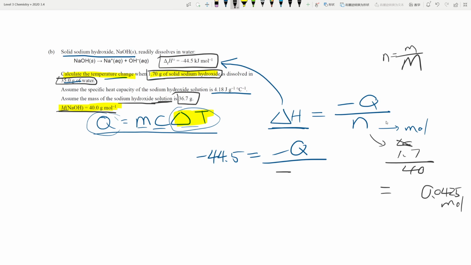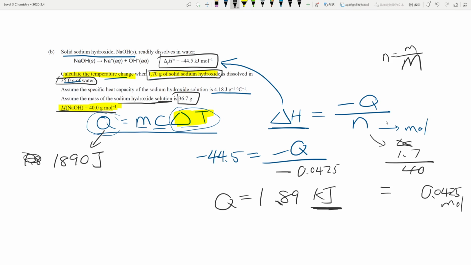So that's going to be divided by 0.0425 moles, and then Q is going to equal 1.89 kilojoules. Now we know Q, so we know this is 1.89. Just be very careful, because we're dealing with kilojoules here, and normally the Q that we have here is calculated in joules. So this is going to be 1890 joules equals what?